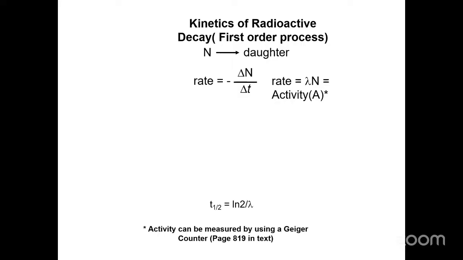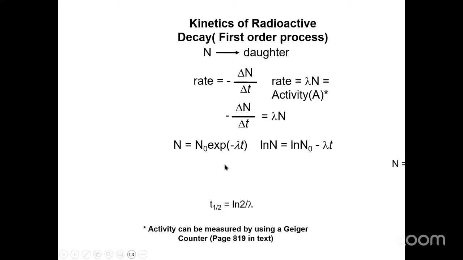What that means is that if you take the rate of the decay as being equal to minus the change in the number of nuclei over the change in time, then that can also be equal to this equation right here, which is the rate of the reaction is equal to lambda times N. Now, let me just explain what those two terms mean.